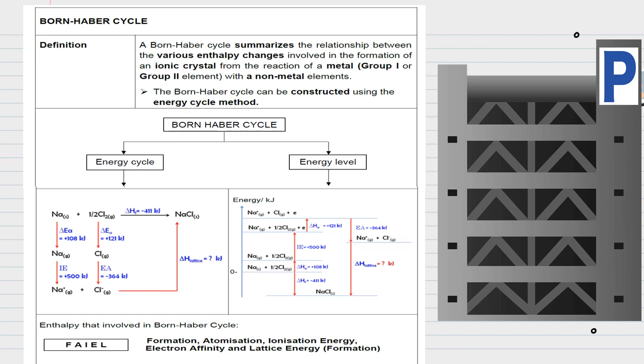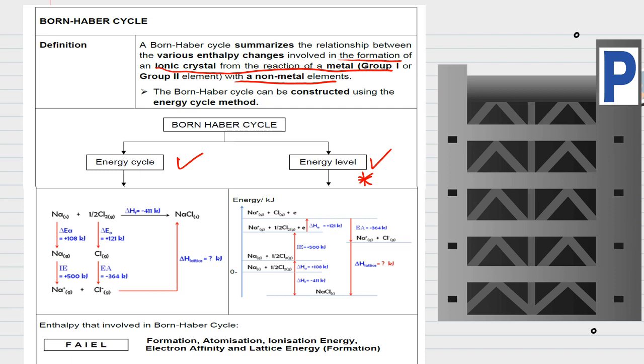Kalau you tengok dekat sini cakap involved in the formations of the ionic crystal from the reactions of a group 1 or group 2 metal with a non-metal element. Selalunya Born-Haber cycle ni kita nak tengok lah formations of the ionic solid. So Born-Haber cycle ada 2 jenis. Satu energy cycle, satu lagi energy level. Yang renyah sikit adalah energy level. Yang senang adalah energy cycle.